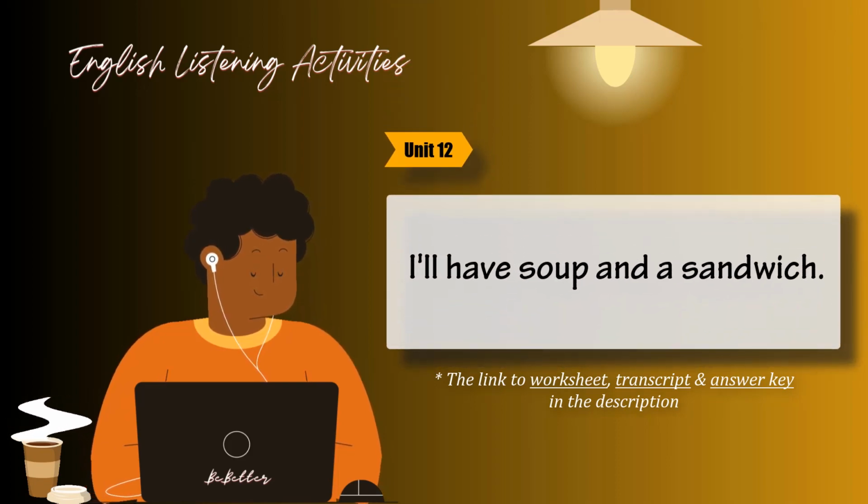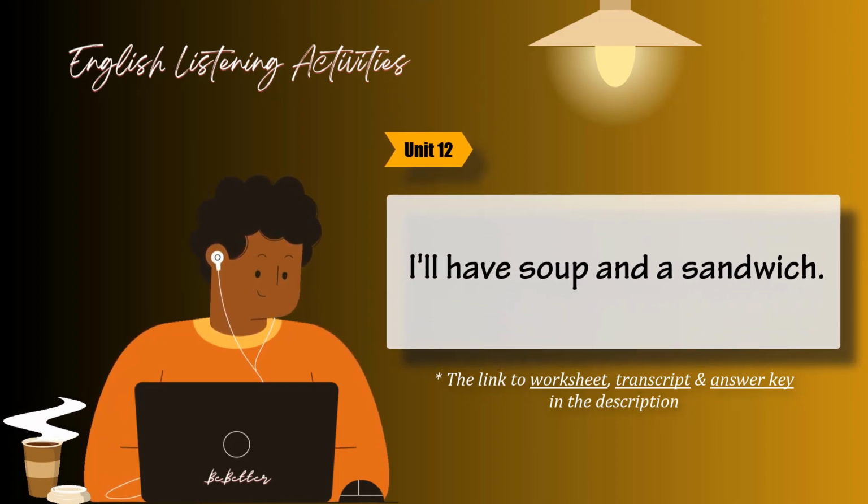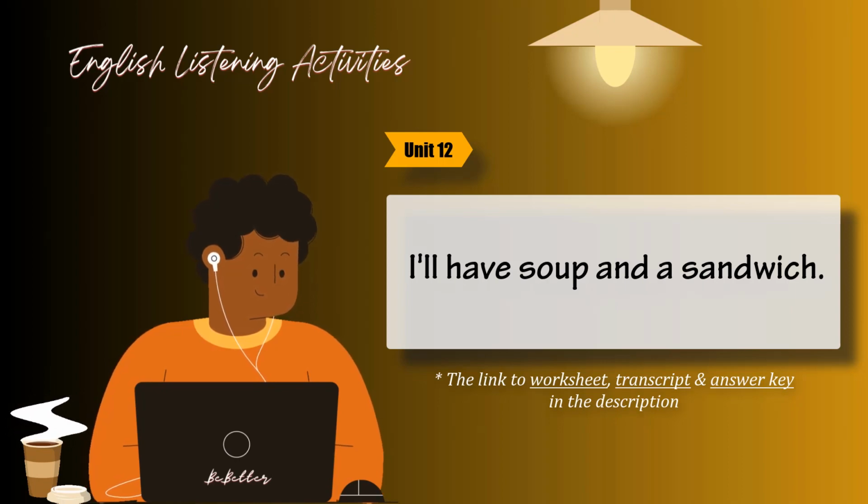Unit 12. I'll have soup and a sandwich. Task 2. Listen. Which of the food items is each person talking about? Check the correct item. Then listen again and check your answers. 1. How would you like that done? 2. Does that come with French fries? 3. What kind of dressing would you like? 4. Would you like cream and sugar?